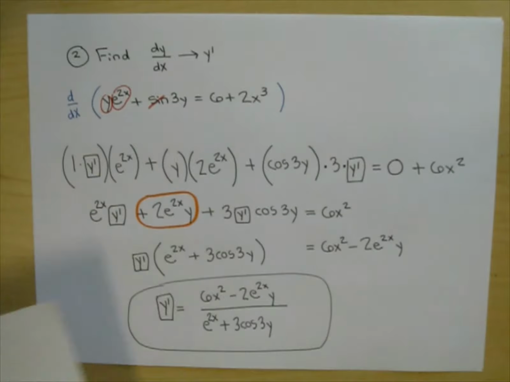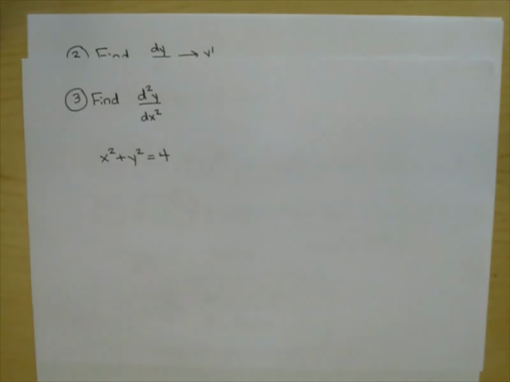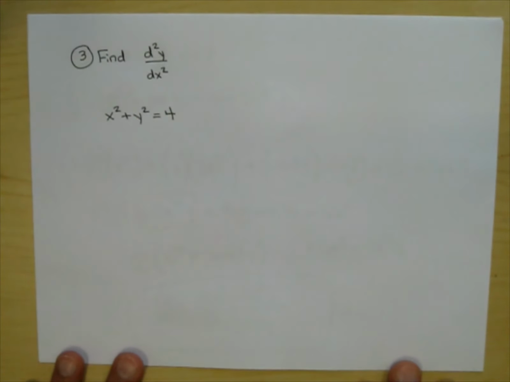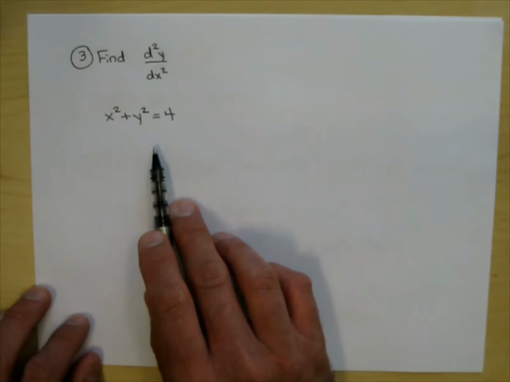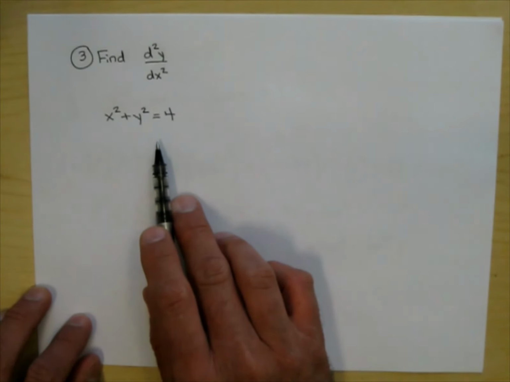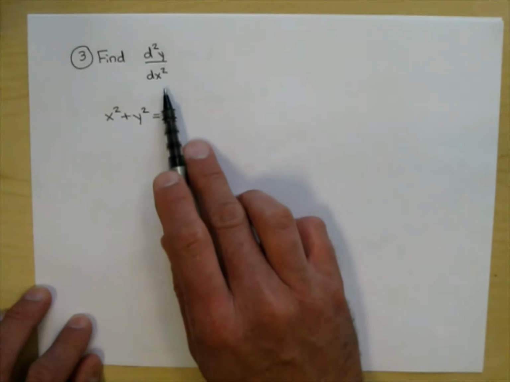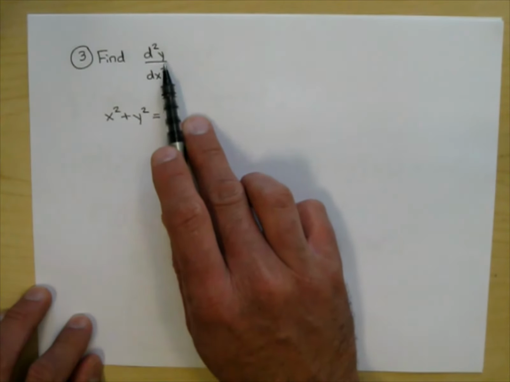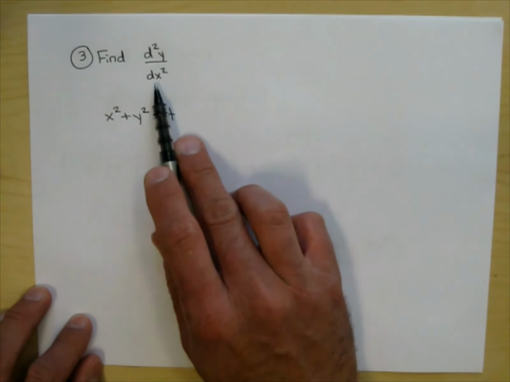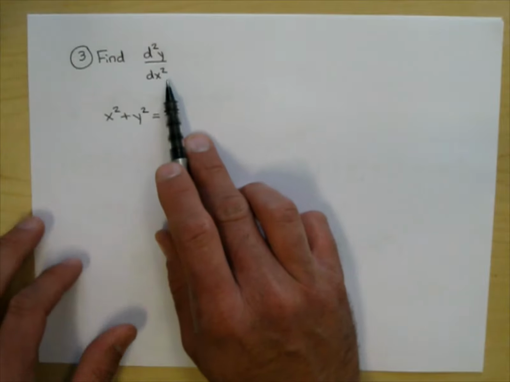Okay, we're going to do our last problem, and perhaps you might be able to do this one on your own. It is a little challenging because what are they asking us to do? They're asking us to find this. Now, what is this? d2y dx2?